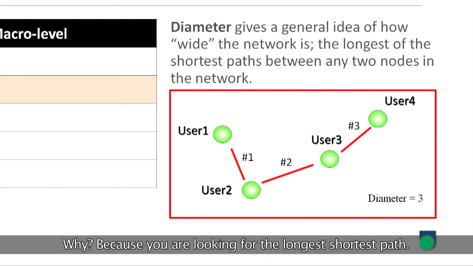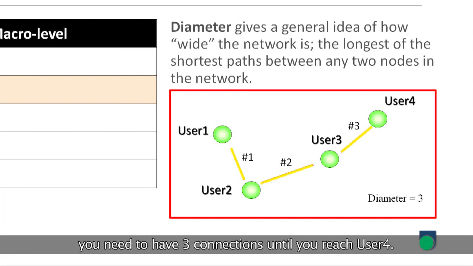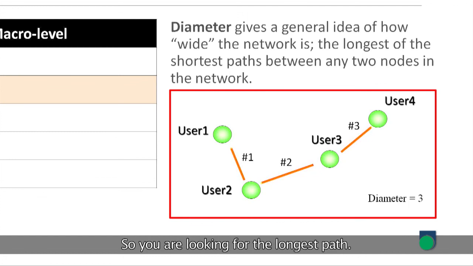Why? Because you're looking for the longest shortest path. The longest path is to share information from user 1 to user 4. So if you go from user 1, 2, 3, you need to have 3 connections until you reach user 4. That's why the diameter is 3. So you're looking for the longest path.